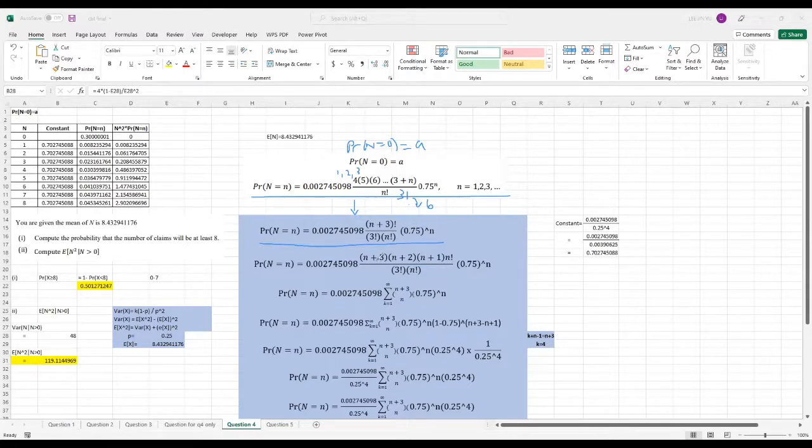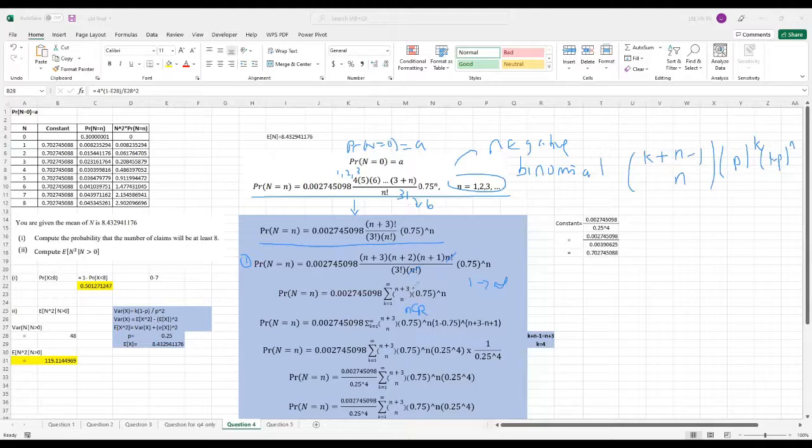As a first step, I could expand it until n factorial and divide it. But we know that this distribution is a negative binomial. There's a concept of k plus n minus 1 choose n, times p to the power of k, times 1 minus p to the power of n. Because it's a negative binomial distribution, we need to sum from 1 to infinity. So it's n plus 3 choose n, multiplied by 0.75 to the power of n.